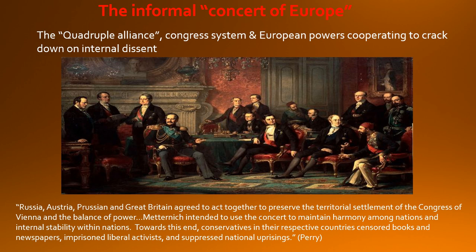So Perry again says Russia, Austria, Prussia, and Great Britain agreed to act together to preserve the territorial settlement of the Congress of Vienna and the balance of power. Metternich intended to use the concert to maintain harmony among nations and internal stability within nations. Towards this end, conservatives in their respective countries censored books and newspapers, imprisoned liberal activists, and suppressed national uprisings.